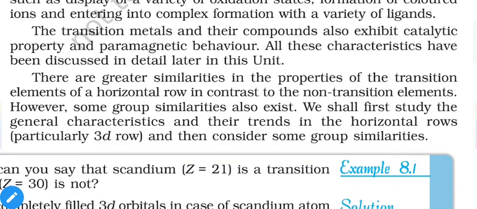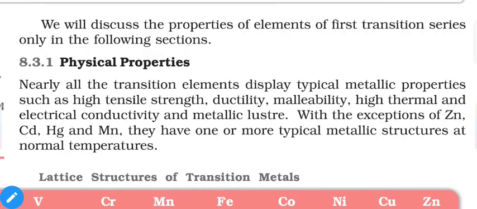So we shall first study the general characteristics and the trends in the horizontal row, particularly the 3d row, and then consider some group similarities. First in detail we are going to study the 3d series, and later the remaining series will be discussed in short. So now let's talk about the properties, and mainly we are going to discuss the first transition series in the following sections.